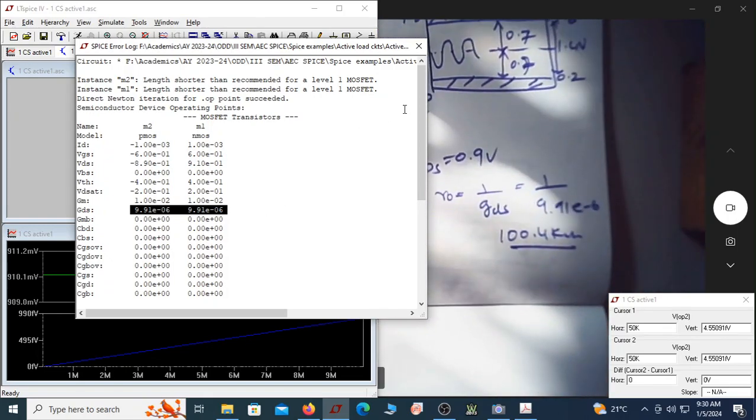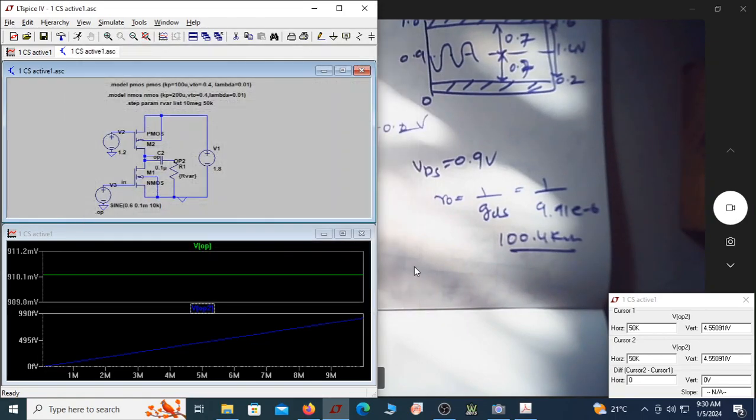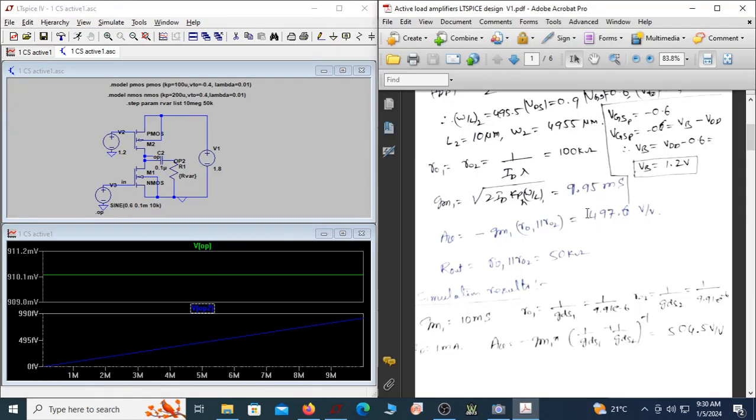That's what is expected from this simulation. We actually expected a resistance of 100k, and we are getting 100.4k, which is approximately 100k. From this we can make out the gain from these values, that is gm into (ro1 parallel ro2), which is 504.